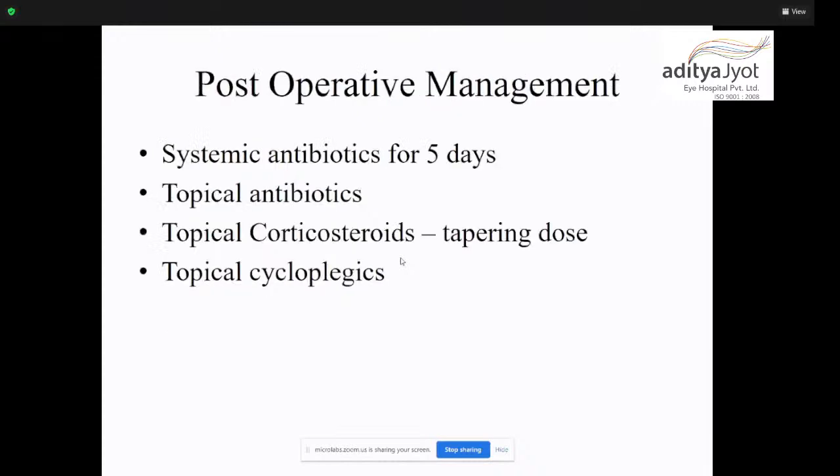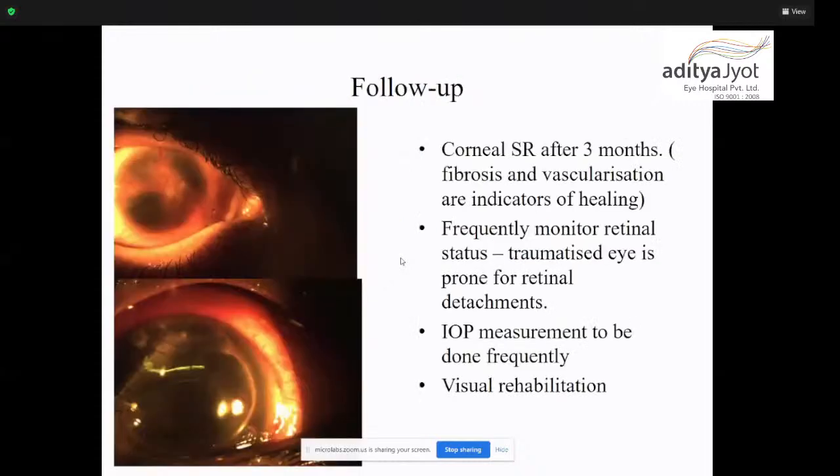The post-operative management is just like any other cataract surgery, topical antibiotics and corticosteroids. You just have to put the patient on systemic antibiotics as well, and cycloplegics are a must. Follow-up is very, very important for ocular trauma because, like I said, if the sutures become loose, then you have to remove them. And if the sutures are not removed, this is what will happen. A patient will have vascularization.